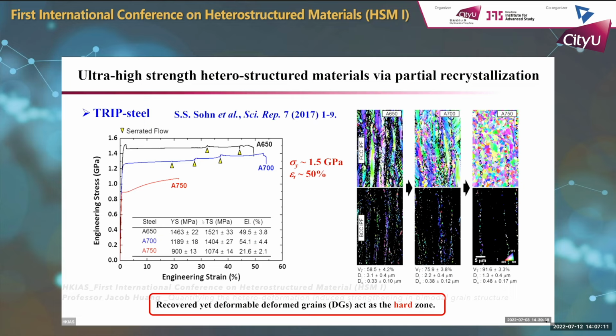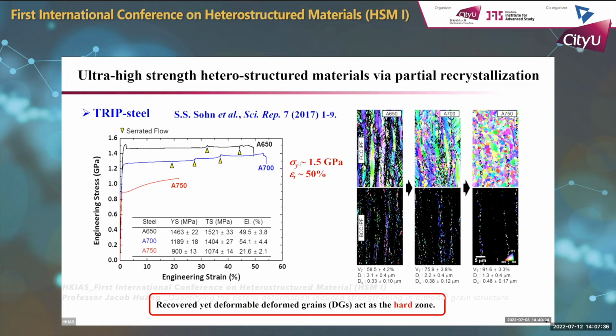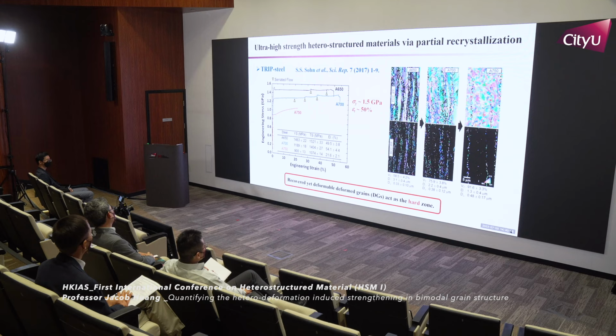Here is one example for the steel at room temperature, reported in 2017. The recovered yet deformed grains, called DGs, act as the hard zone in this system. And the yield stress can be raised up to 1.5 GPa, still maintaining a 50% tensile elongation, which is very outstanding. So people think this is a result of such heterogeneous microstructures.